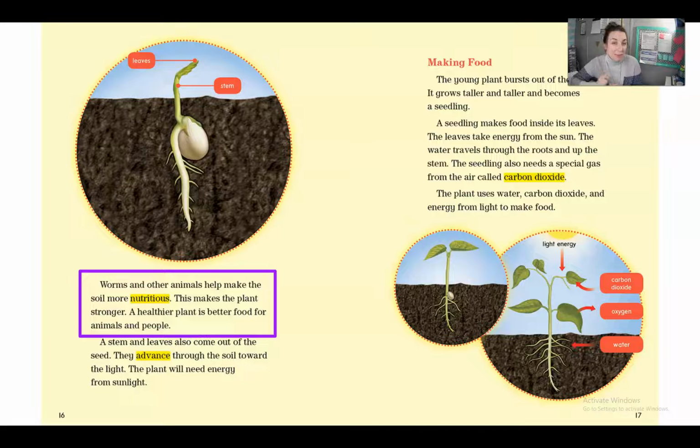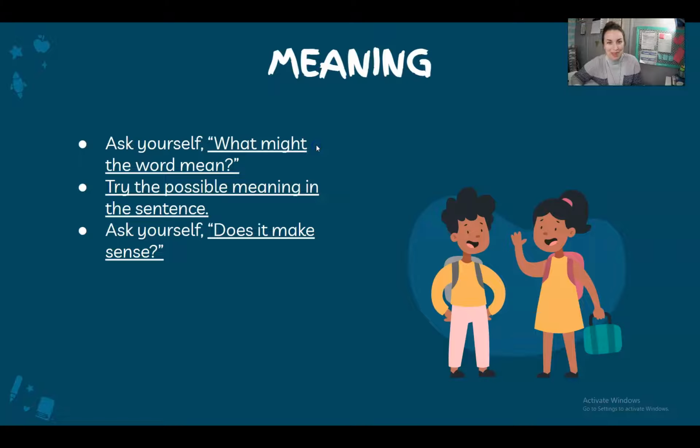However, if I keep reading, then I'm going to get a little bit better clue. This makes the plant stronger. A healthier plant is better food for animals and people. So now I can start to look at those surrounding sentences and notice what nutritious might mean. I'm seeing words like healthier, stronger, and I'm thinking, okay, if a plant is more nutritious, then maybe it's healthier or maybe it's stronger.